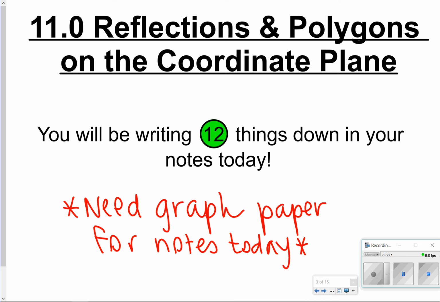You do need a piece of graph paper for today's notes. You can take your notes on a piece of graph paper and just tape them into your notebook, or you can just have a cut up piece of graph paper and put in your notebook as well. Let's go ahead and get started.